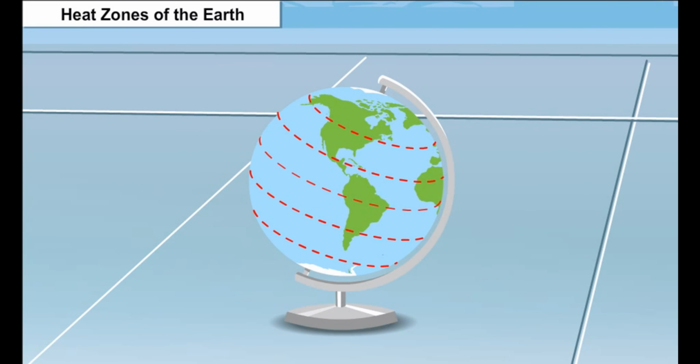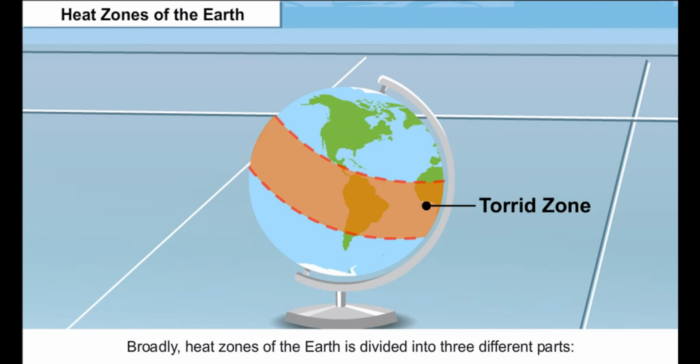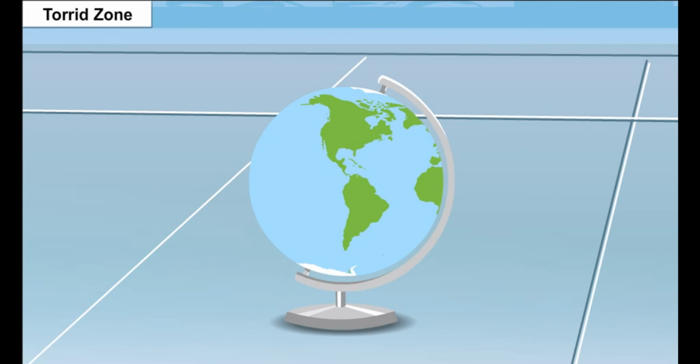Heat zones of the Earth. Broadly, heat zones of the Earth is divided into 3 different parts. 1. Torrid zone. 2. Temperate zone. 3. Frigid zone.